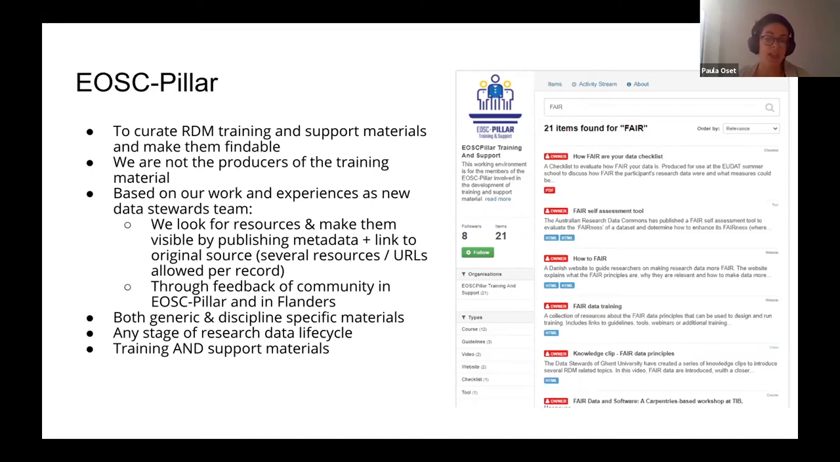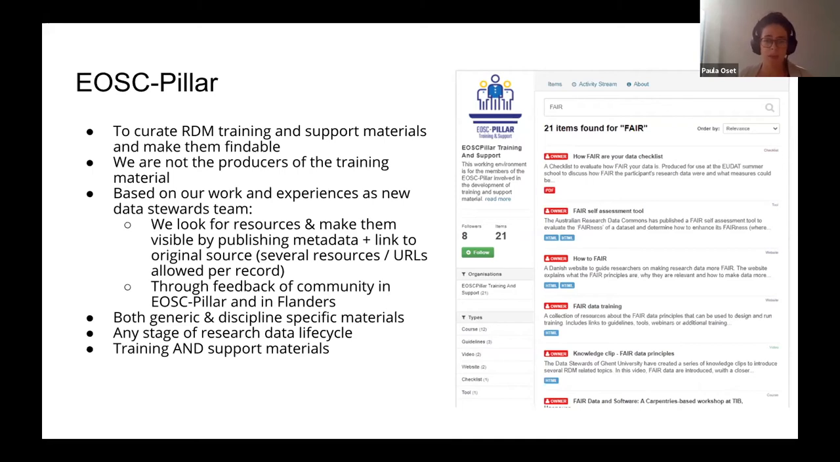But maybe it is important, and I think this is slightly different from other projects today, that we are not ourselves the producers of the training material. This was very much influenced by the work that we started at Ghent University. We started about two years ago as a new team of data stewards, and we found that there was a lot of really good material out there to provide training, but also to support researchers. What we did was look for those resources to see which ones were good for supporting researchers, and then we made them visible by publishing metadata and a link to the resources themselves.